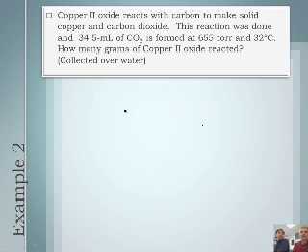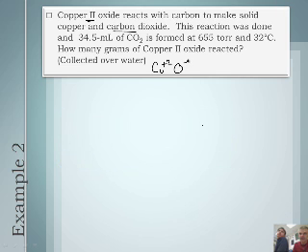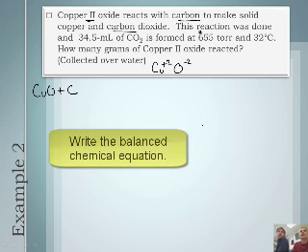Example number 2. Copper 2 oxide reacts with carbon to make solid copper and carbon dioxide. We've got to write a balanced equation. Copper 2, Roman numeral. What does that mean? That's the charge. Cu plus 2. Oxide is O negative 2. So we're going to have CuO plus carbon to make solid copper.